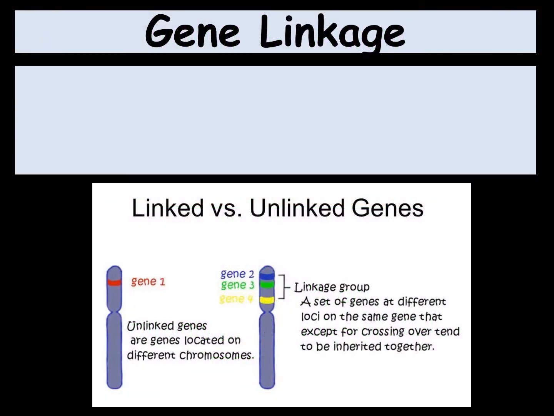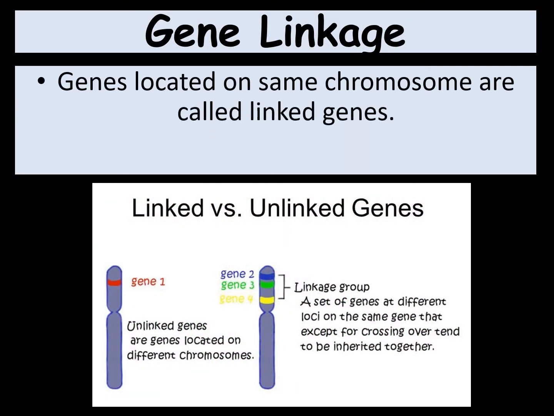So this leads us to gene linkage. What it means to be linked, if you're a gene, is that 2 different genes on the same chromosome are located very close to one another. So if you take a look at the picture on the right, you can see that genes 2, 3, and 4 are what we call a linkage group, or all those genes are linked together.